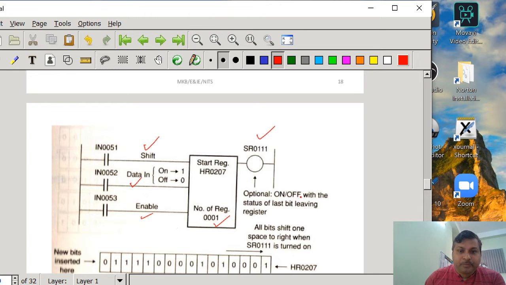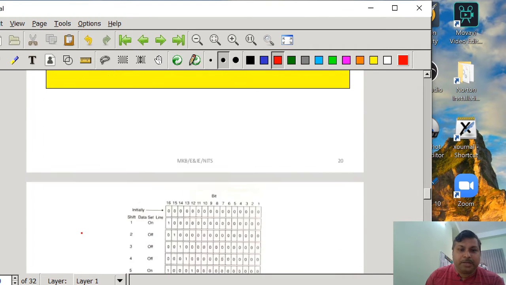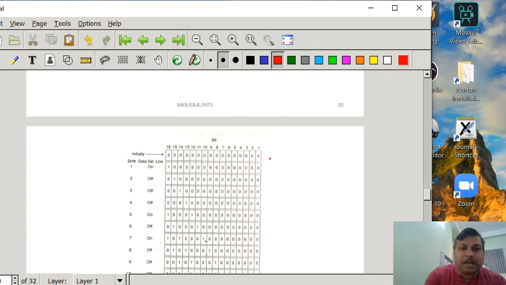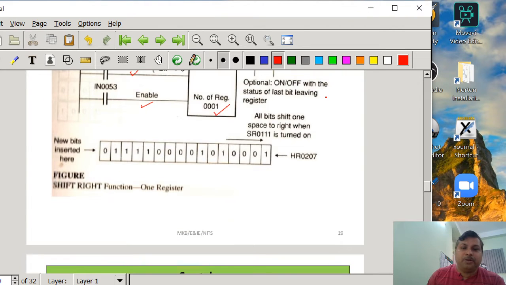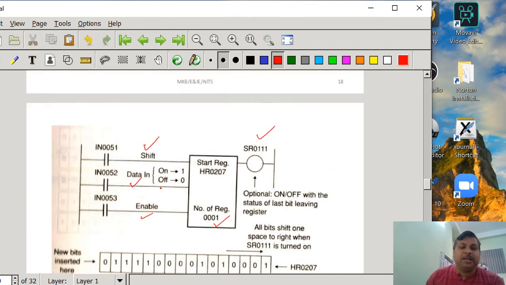Okay. And now suppose these are the bit patterns that have to be inserted in HR207 by the shifting operation. Initially you can assume that all the bits are 0000, meaning all 16 bits are 0. Now with the shift right function, we have to reload this pattern into HR207. How can we do that? We will understand using these inputs.